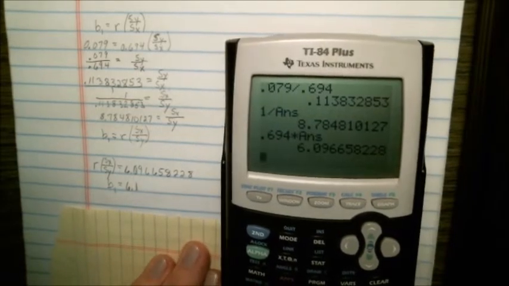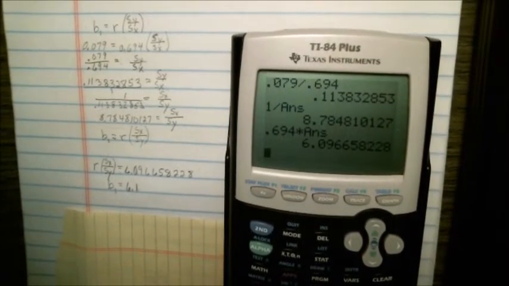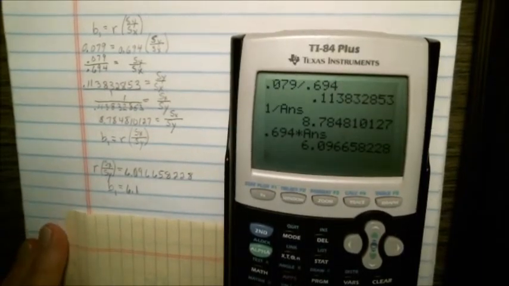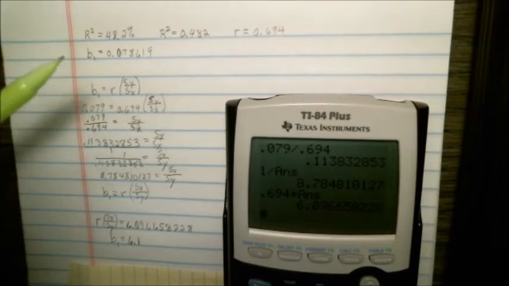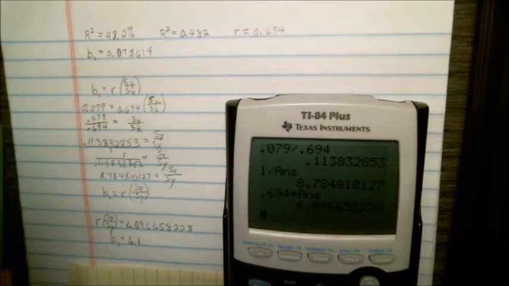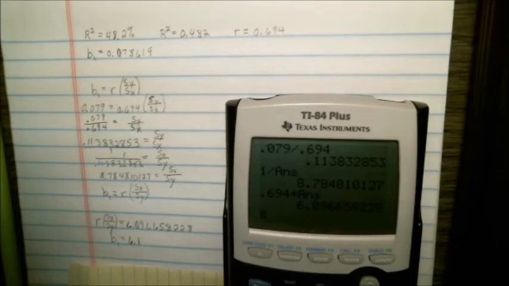So that's all you have to do. If you know the correlation, or if you know r squared so you can get the correlation, and if you know the slope of the original version, you can get the slope of the reversed, interchanged variables just by following these steps.